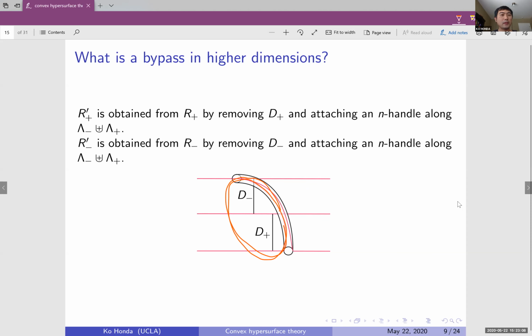The following description of what the R plus and R minus are is not really obvious, but the new R plus after doing this bypass attachment is obtained by removing D plus, a neighborhood of D plus, and attaching an N handle along lambda minus some lambda plus. And then the R minus is obtained by removing the neighborhood of the D minus and attaching the handle. So I'm not sure if it helps at all, but that's the description.